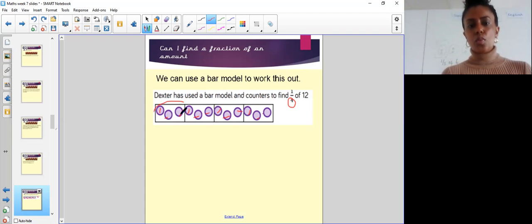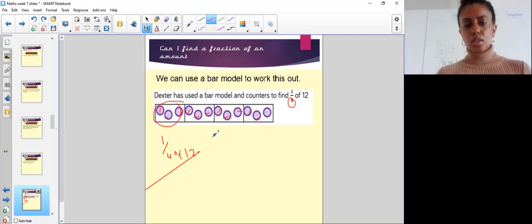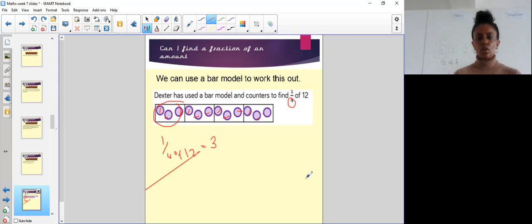And if we focus on just one segment of this bar model, we know that a quarter of 12 equals 3. And we also know this because if we take the number 12 and we cut it in half, we would get 6. And if we cut it again, which would then give us a quarter, half of 6 is then 3. So we know a quarter of 12 is 3. We do half of 12 and then another half, that answer being 6, and we get 3.